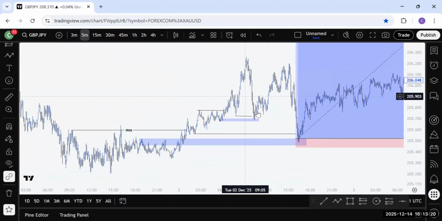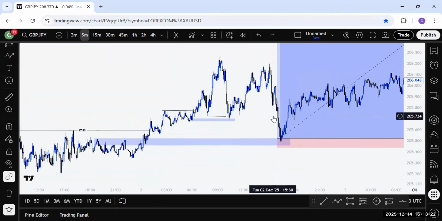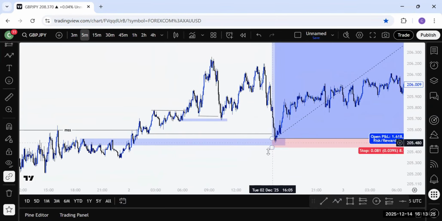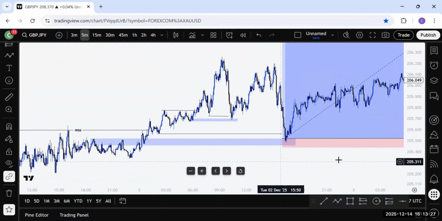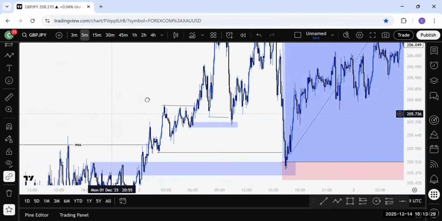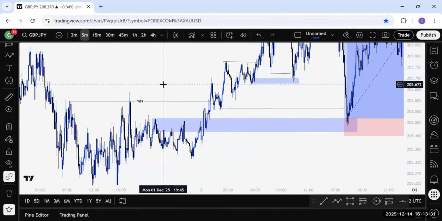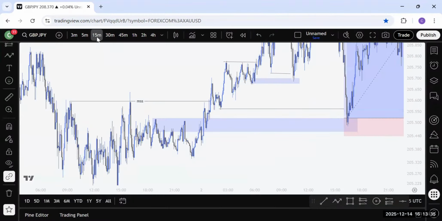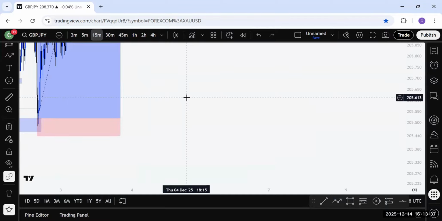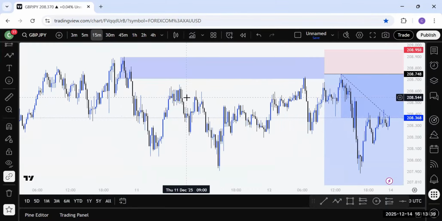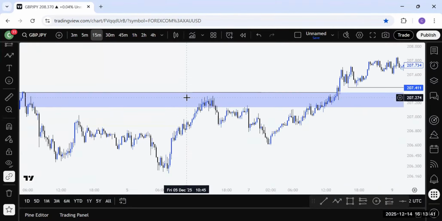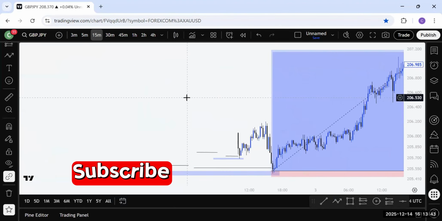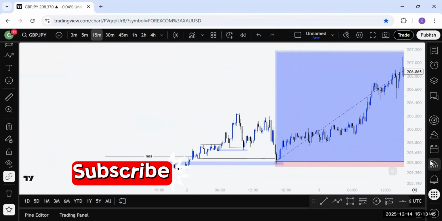Now, when you use the lower time frame, you tend to get more good entries. See something. There was a market structure shift. I think it occurred on the 15 minutes. Yeah, this is it. So there was a market structure shift here on the 15 minutes.